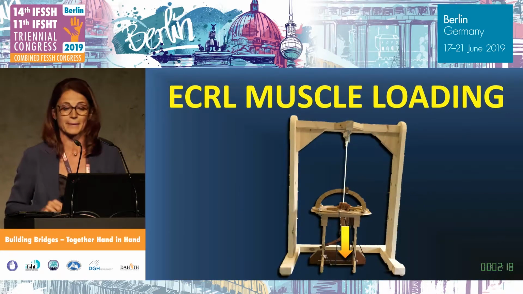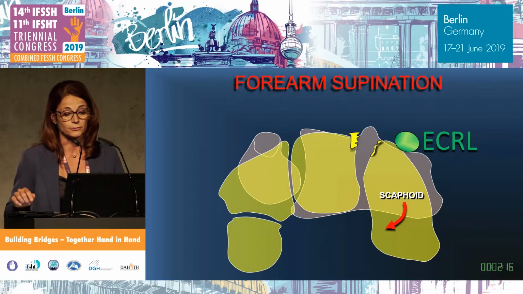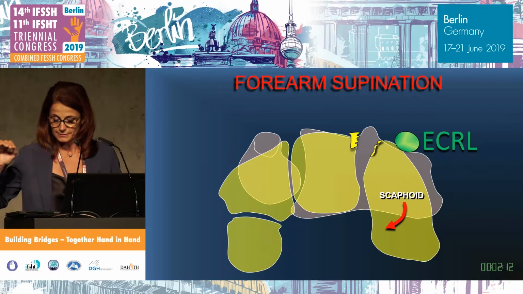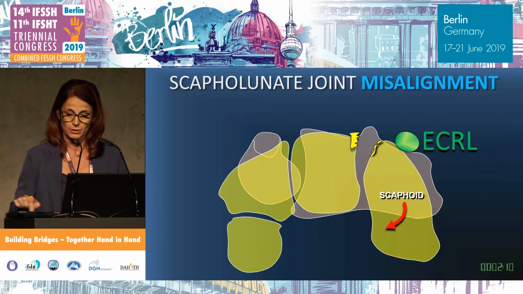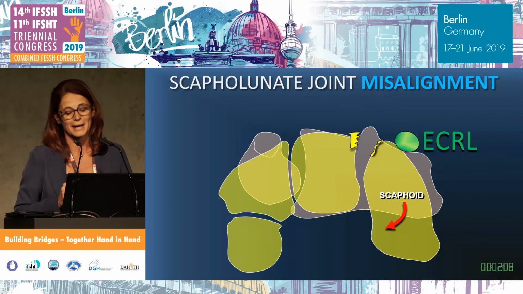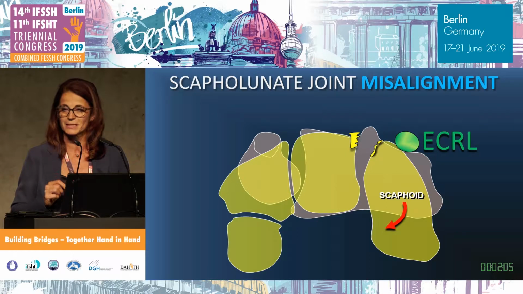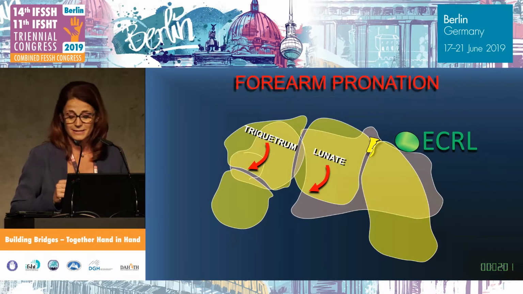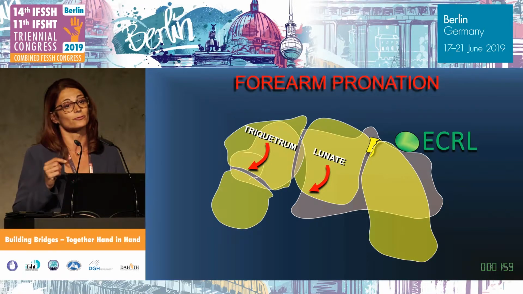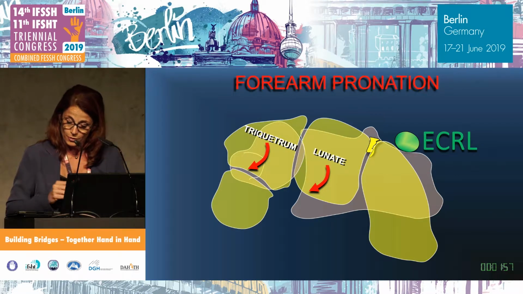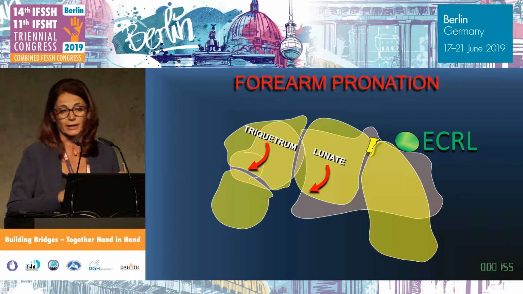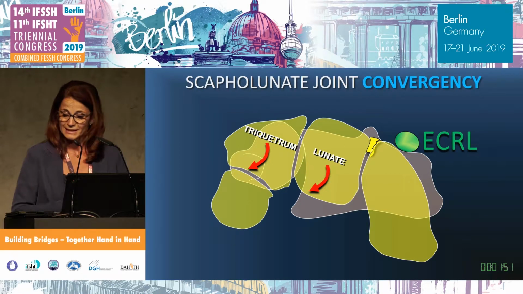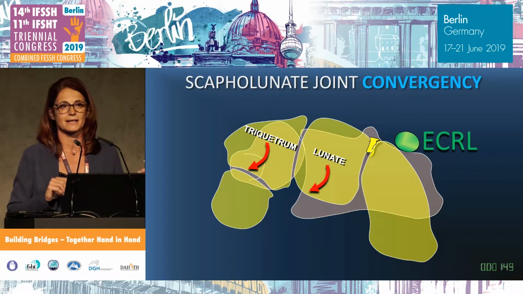Isometric ECRL muscle loading while the forearm is in supination leads to an isolated scaphoid rotation, which brings about a maximal scapholunate joint misalignment. On the contrary, when this ECRL muscle is loaded in forearm pronation, the lunate triquetrum tandem converges to the scaphoid bone, and the scapholunate joint is aligned.